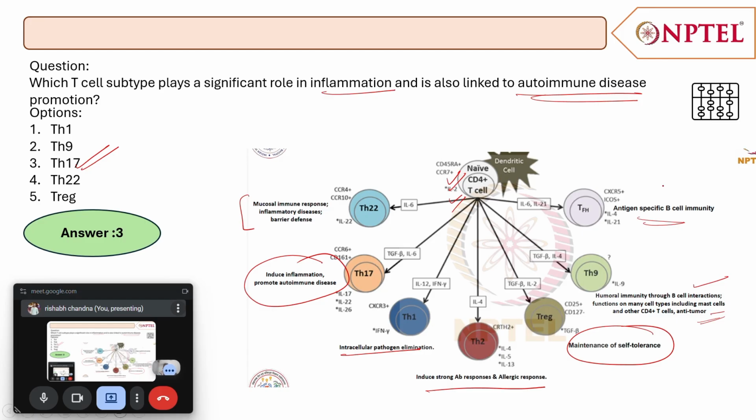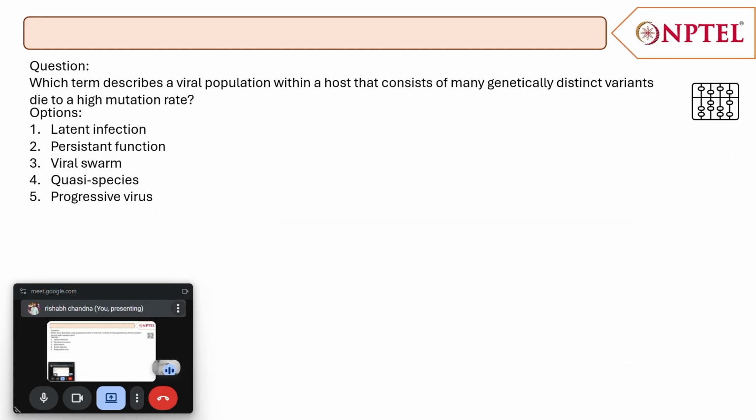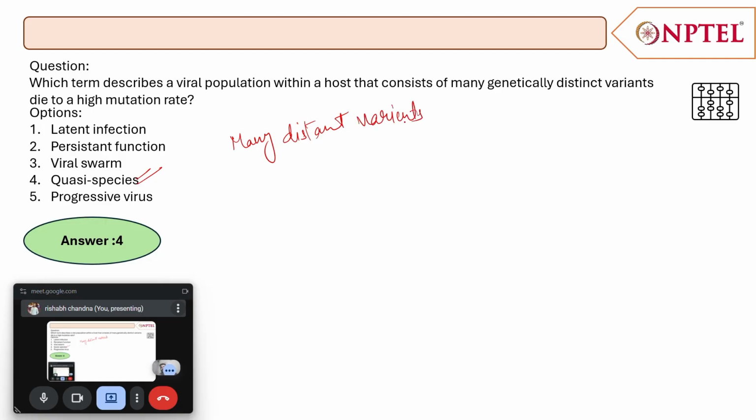Okay. Let's move on to the next question. Which term describes a viral population within a host that constitutes many genetically distinct variants due to a high mutation rate? So what can be the correct answer? So it's quasi-species. That means a viral population that has many distinct variants that arise due to high mutation.